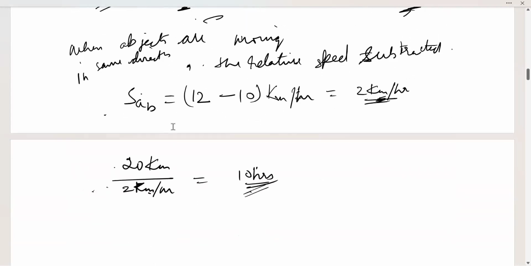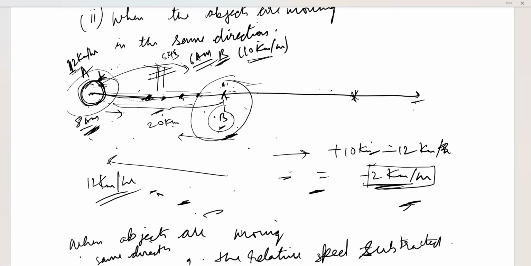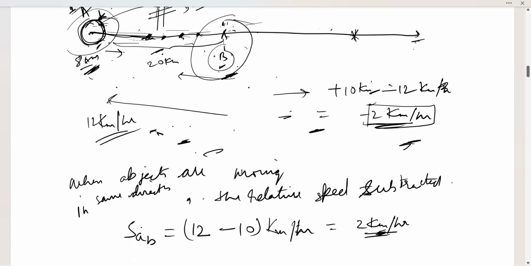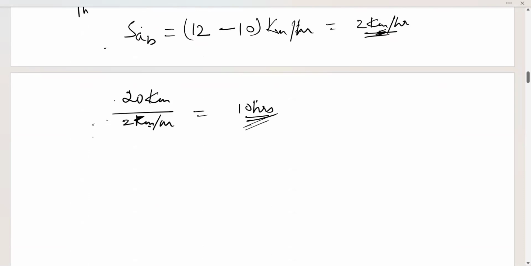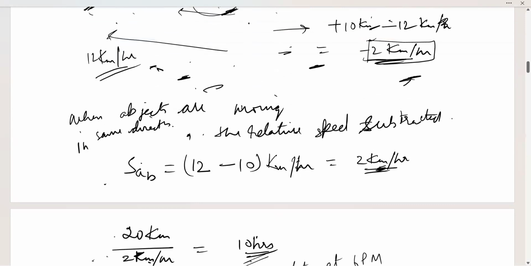So relative speed is 2 kilometer per hour, and 10 hours. So 10 hours after the time at which person A starts, that is 8 a.m. 8 a.m. plus 10 hours, that would be 6 p.m. So the thief would be caught at 6 p.m.